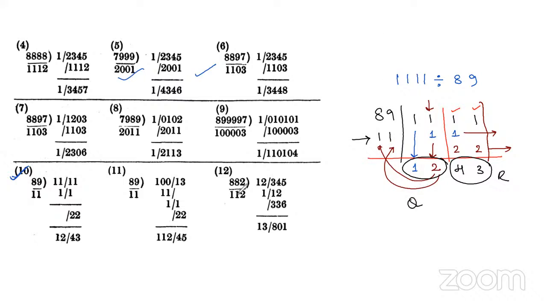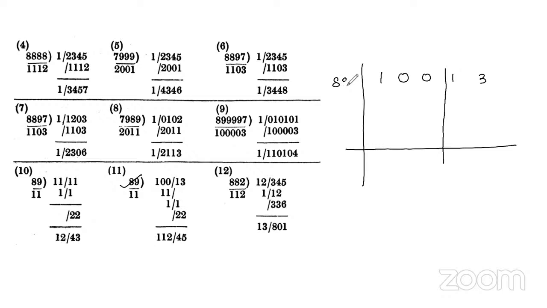Okay. Let me take this one, 10013. After two digits, we are dropping the line. Why? Because 89 has two digits in the modified divisor. First, we are dropping the 1. Observe very carefully. 1 into 1, 1. This is the first step complete.